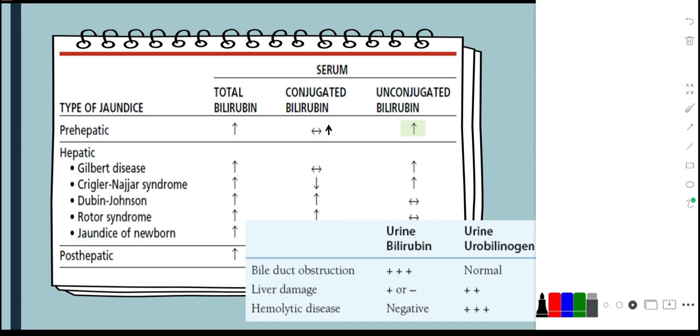And since in cases of liver damage, if there is no biliary duct obstruction, urobilinogen could be formed and thus it could be present in the urine. As for hemolytic disease, urine bilirubin here is negative. Remember, what type of bilirubin is increased in hemolytic disease? That is your B1, and B1 is water insoluble. It is not readily filtered by the kidneys, so it could not be found in the urine. Thus, in cases of hemolytic disease and other causes of prehepatic jaundice, our urine sample is negative for bilirubin, whereas your urine urobilinogen would be positive.